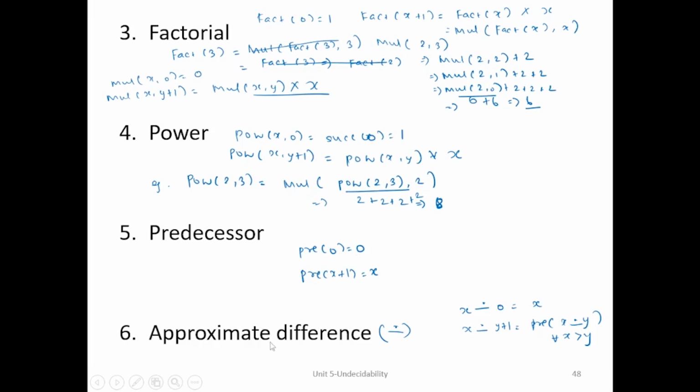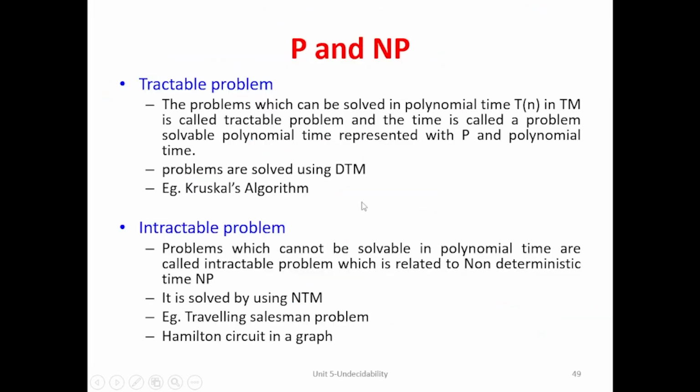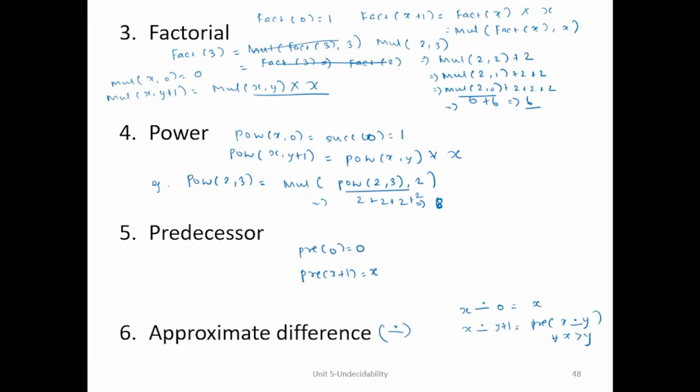And we can also use approximate difference. So x approximate difference with 0 is the same x. X approximate difference with y plus 1 is predecessor of x approximate difference with y. We can only find the value if and only if x is greater than y. In this situation only can we solve this notation. So for all these problems, recursive operations are available. So using this concept, we can implement a primitive recursive function formula. Thank you.